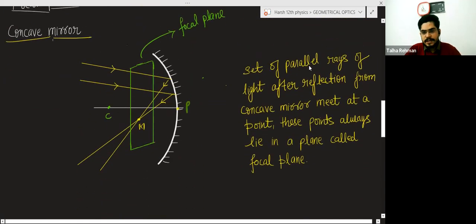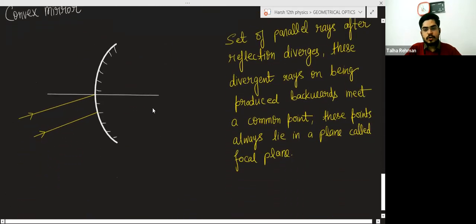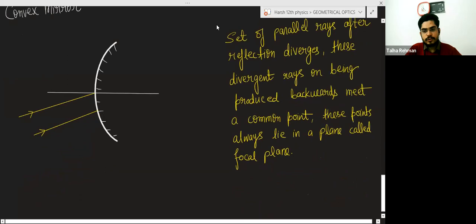Now you can see a set of parallel rays. If you want to write the definition of focal plane in an exam, then you have to write like this: a set of parallel rays of light, after reflection from a concave mirror, meet at a common point, which lies in a plane called the focal plane. Now for the convex mirror.